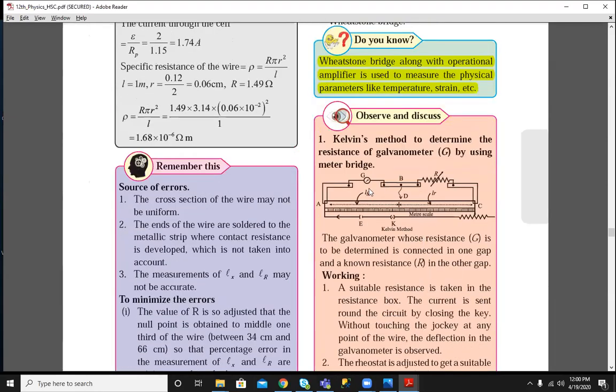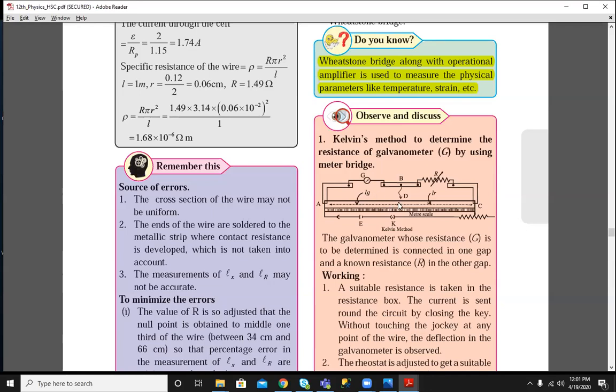In the method, before touching the jockey, he measured the current in the galvanometer. As the jockey is not touching the wire AC, there is no current along this path, or we can say the points B and D are equipotential points. And after touching the jockey on wire AC, we find the point at which the galvanometer shows the same reading as when it is not touched on the wire.